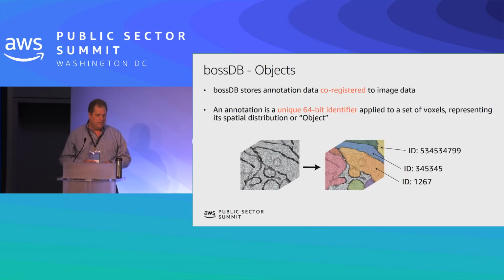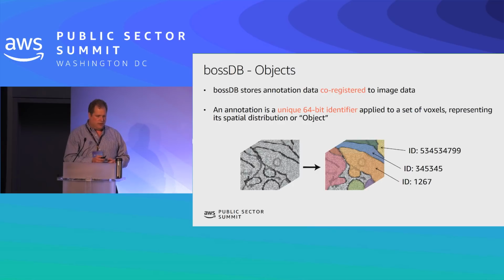The other side of the BOSS, Block and Object Store, are objects, and objects are really co-registered identifiers. In this case, they're 64-bit identifiers that identify objects in the system. So in this case, we're identifying different brain cells, and you can see on the left we would have the image data. On the right, we've identified three objects in the system. And the objects are identified as voxels, which is a volumetric pixel, a three-dimensional pixel. All right, so that's objects.